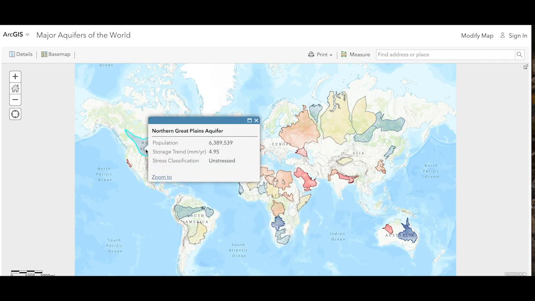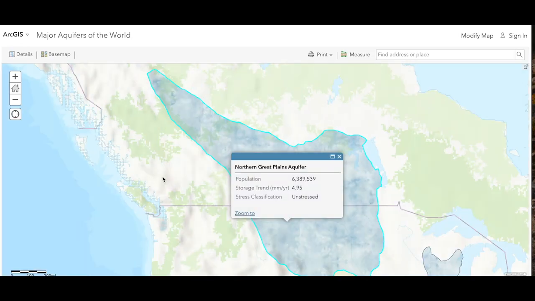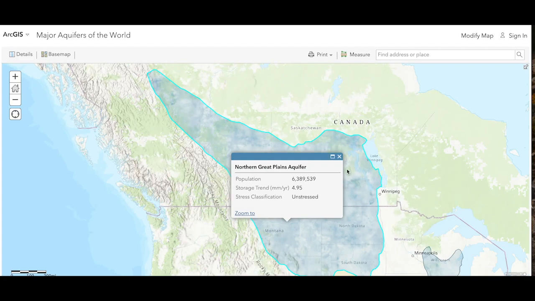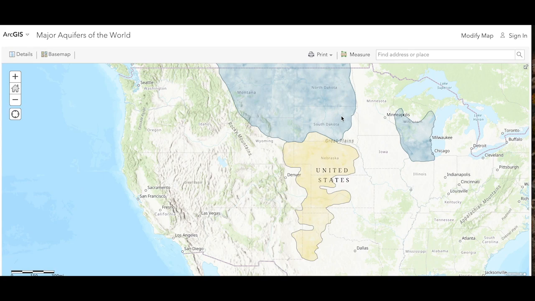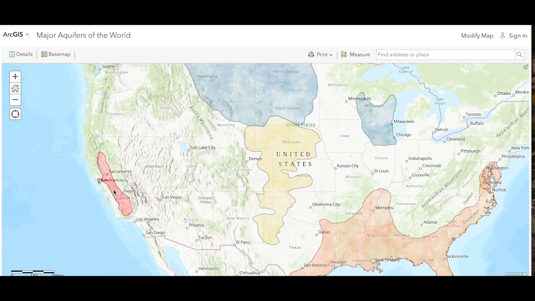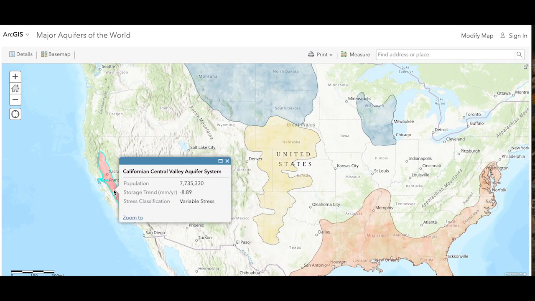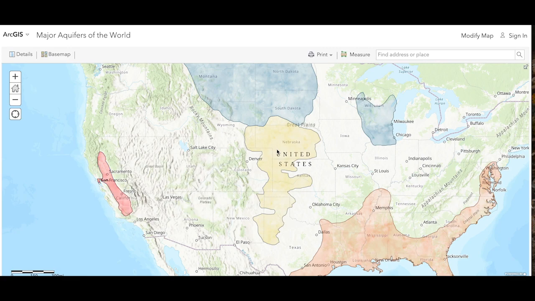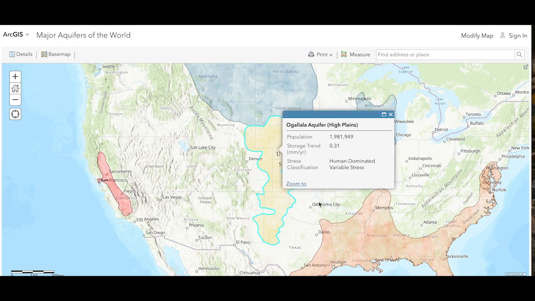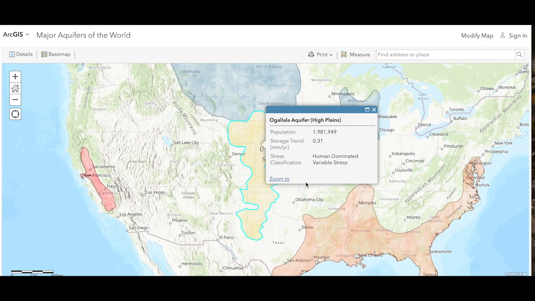So if you look at the northern Great Plains Aquifer, it's replenishing itself by about 5 millimeters per year. The Californian Central Valley Aquifer system is losing water at a rate of 9 millimeters per year. And here in the middle, the High Plains Aquifer is staying pretty stable, right about 0.31 millimeters per year. So not a lot of change.